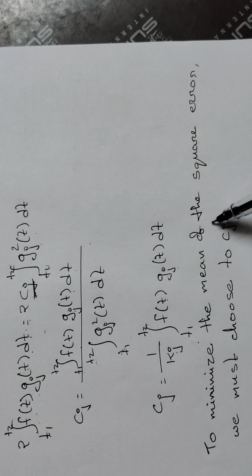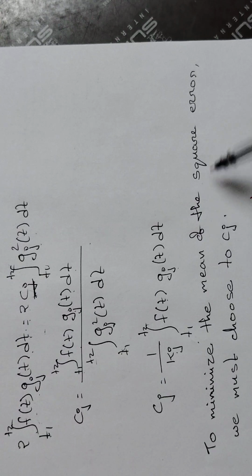So if you minimize the mean square error, we must choose the component value like this. Based on this component value, the error is minimized. Thank you.